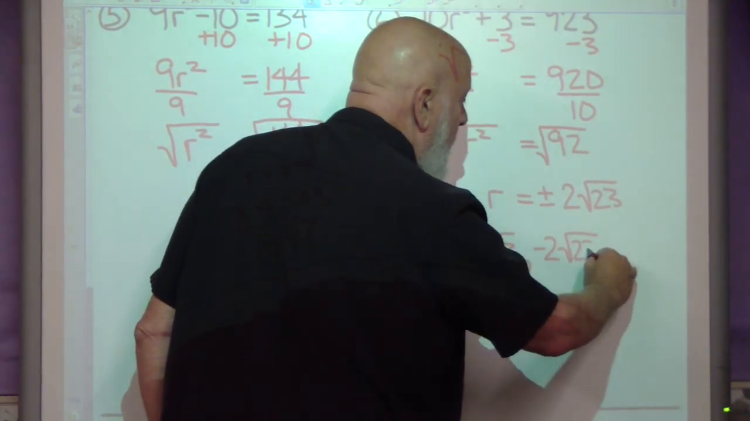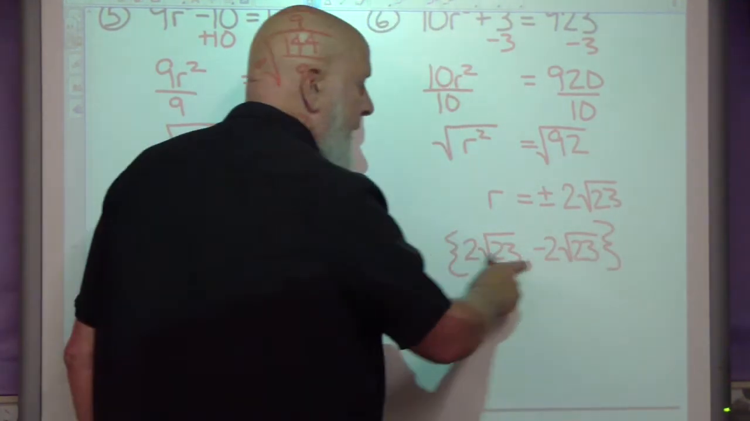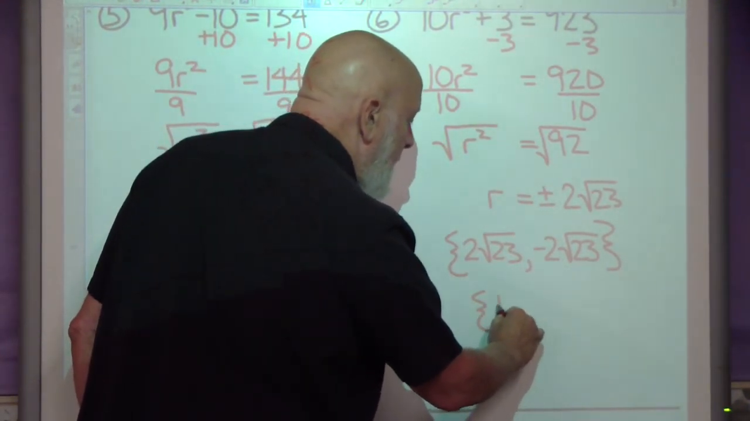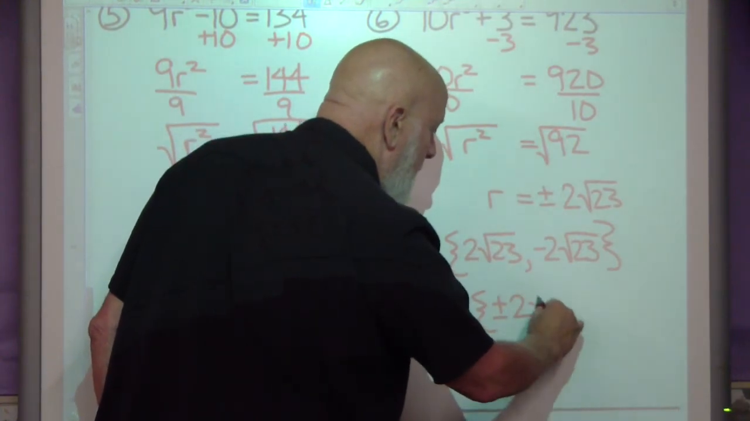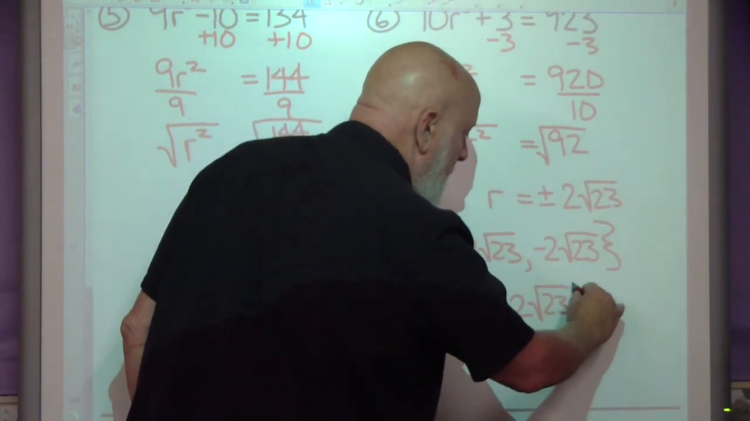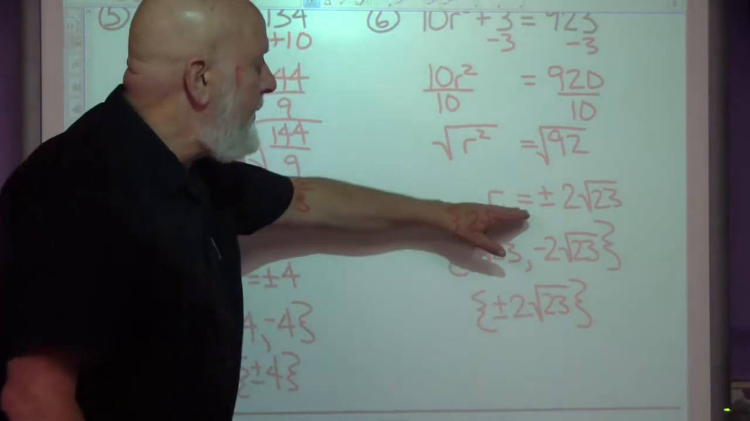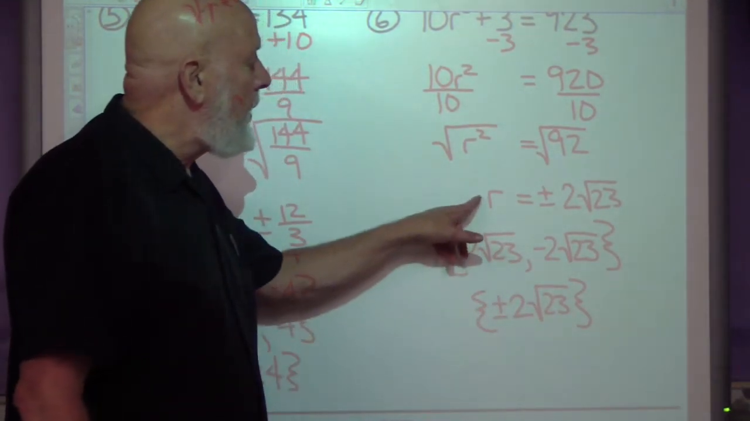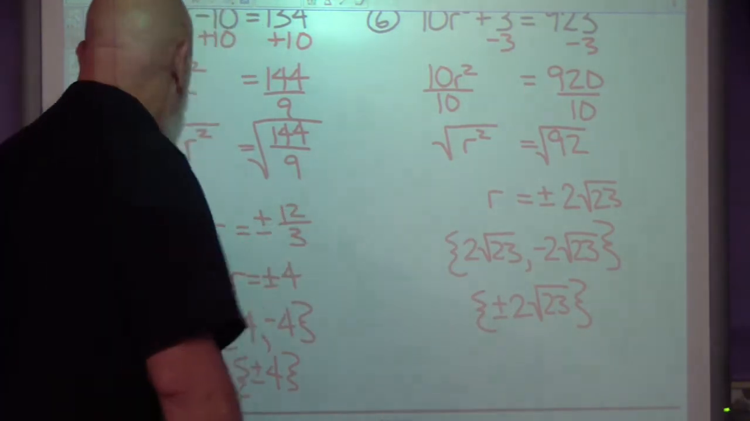And remember, the order of the elements of the set doesn't matter. The negative one can come first. Any of these 3 is an appropriate way to state the solutions to this original equation.